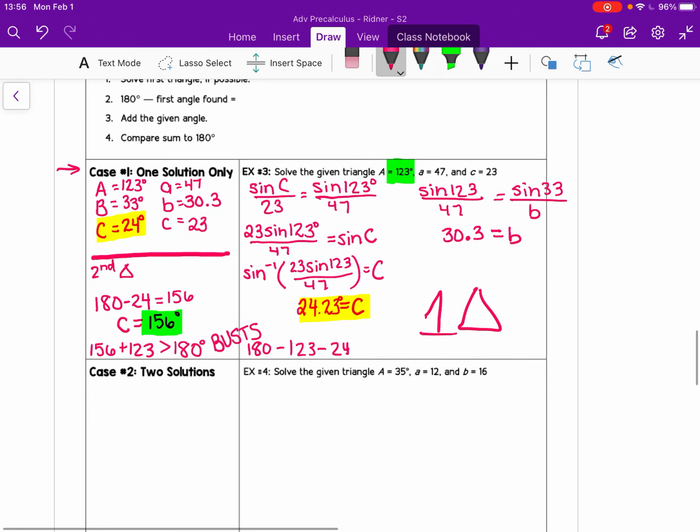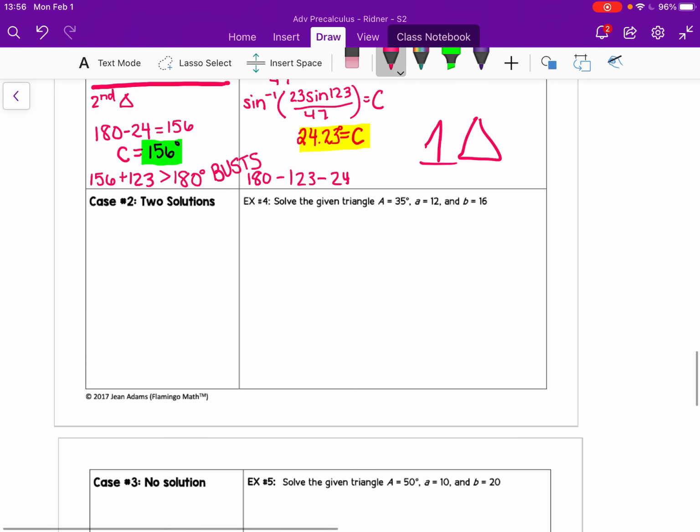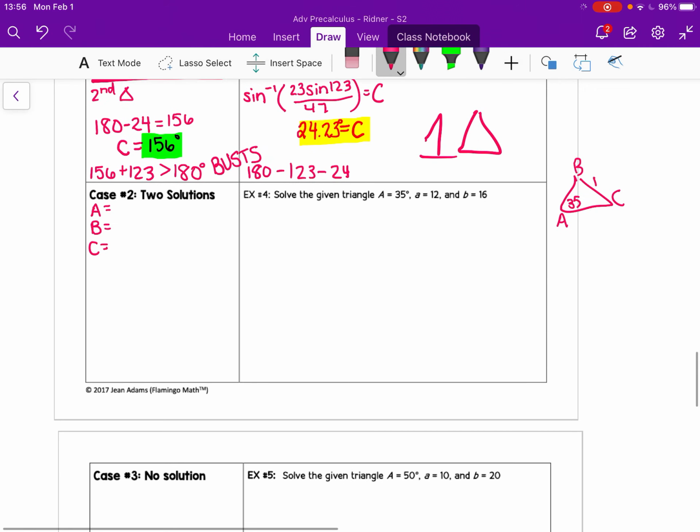Let's look at one where two triangles are possible. So again, I only have to test this theory when I have angle side side. So if you have to draw yourself a triangle and label that this is 35, A is 12, B is 16. So that's angle side side.